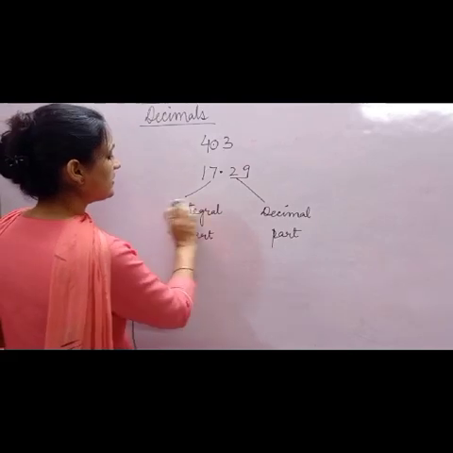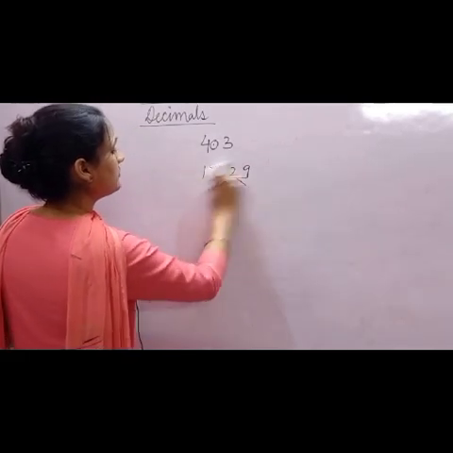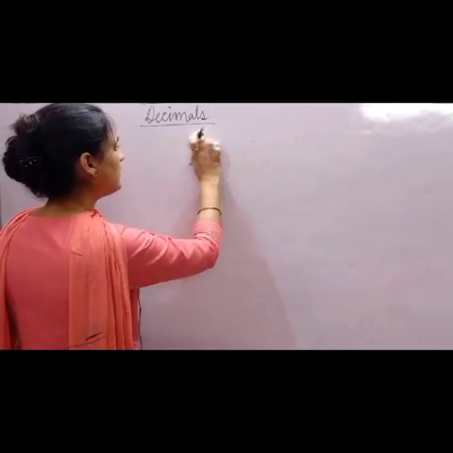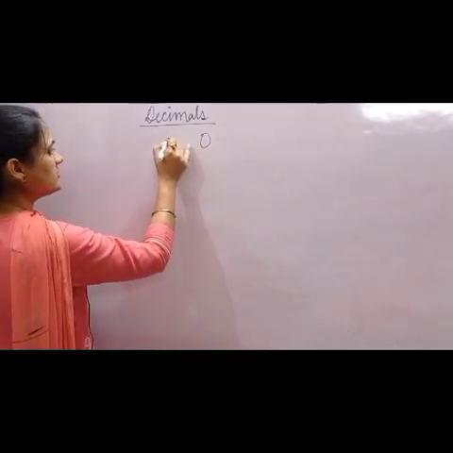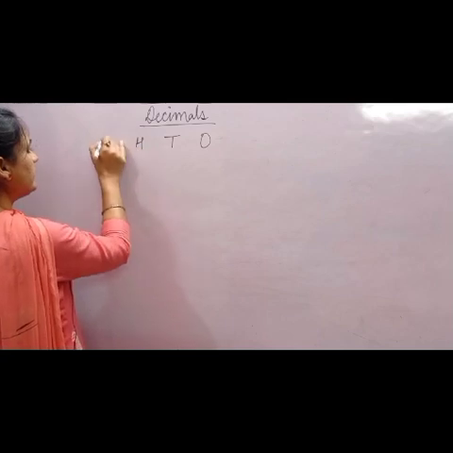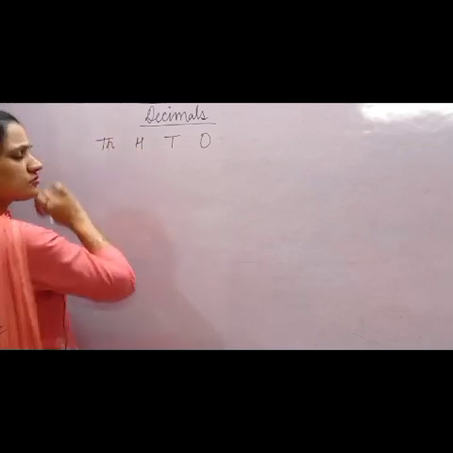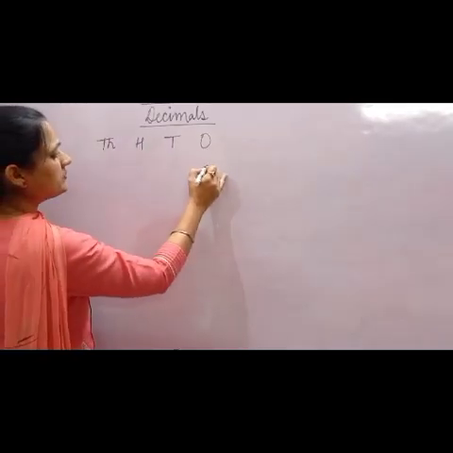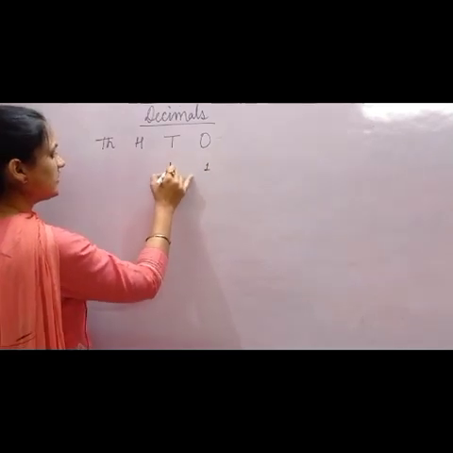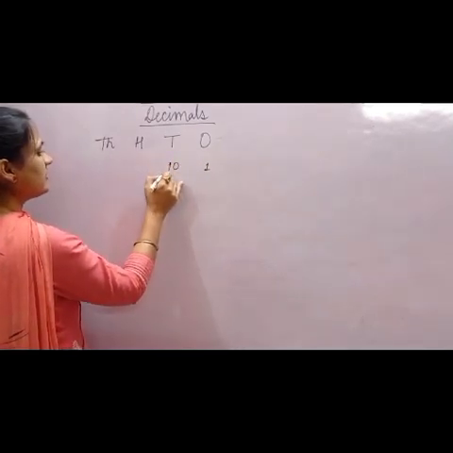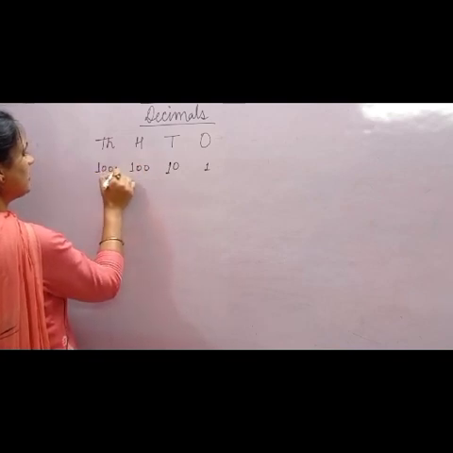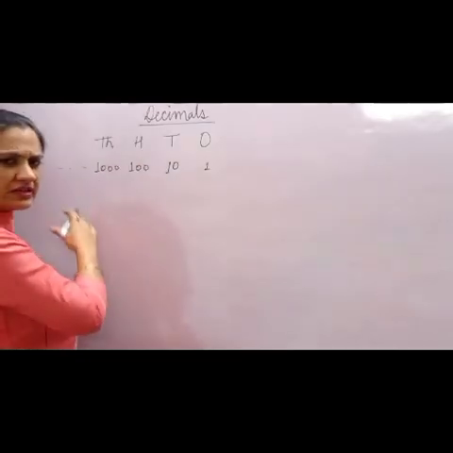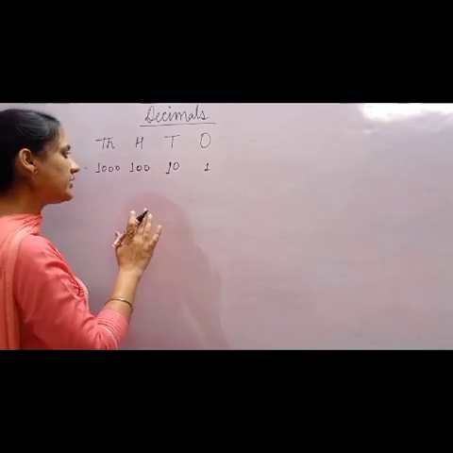Now let us understand more about decimals, means the place value, right? Earlier you have done the place values like ones, tens, hundred, thousand and so on, right? The place value of 1 is ones, here it is 10, here it is 100, and here it is 1000 and so on, right? 10,000, lakh, 10 lakh, okay?